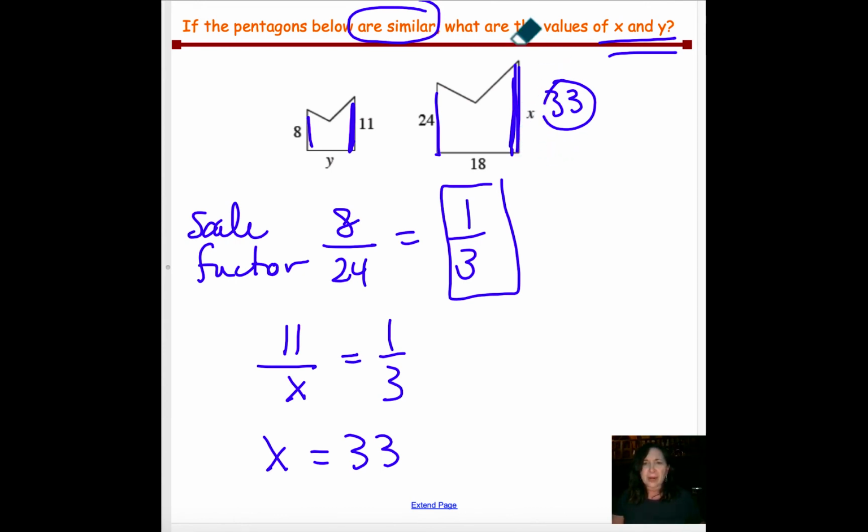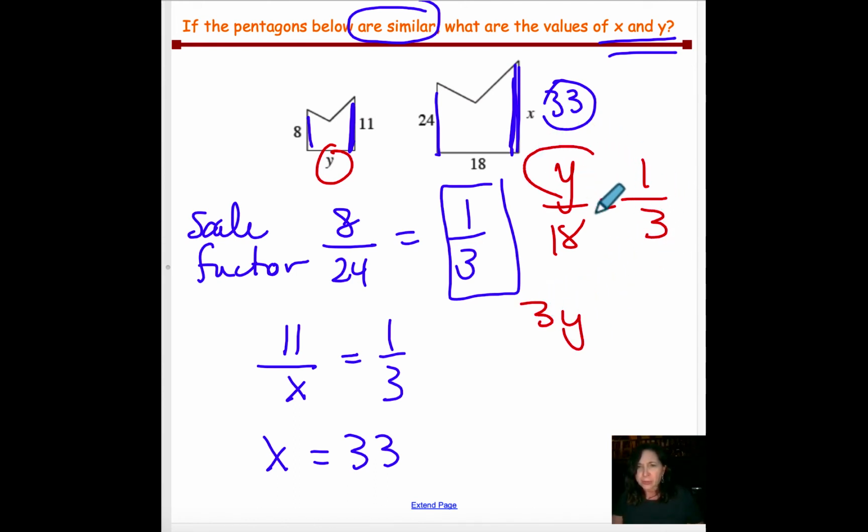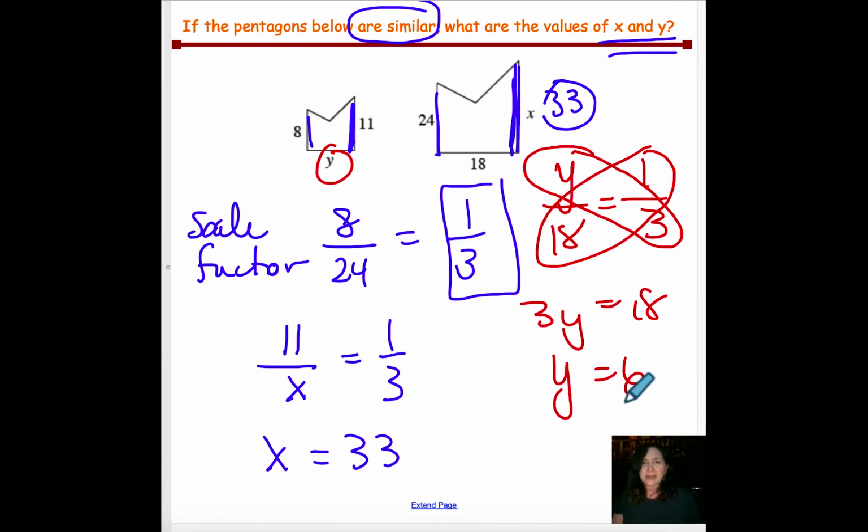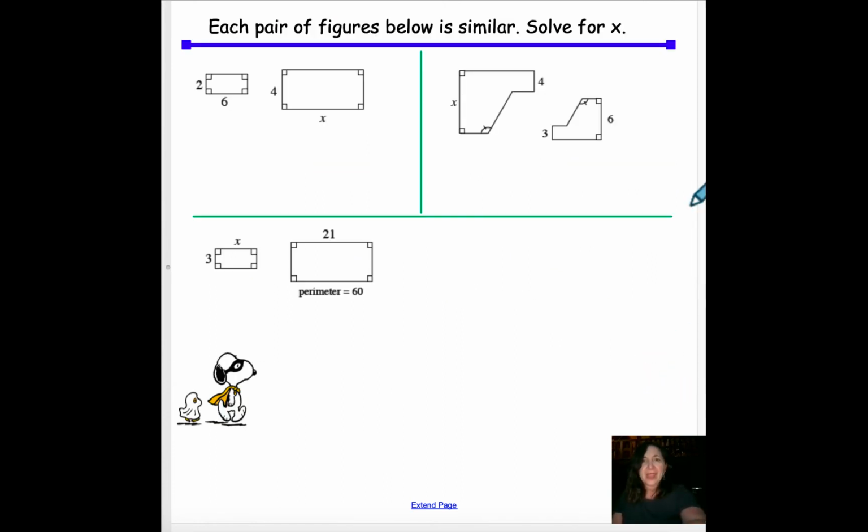Then the next thing I'm going to ask you is to find y. In order to find y, I'm going to say, well, y is to 18 as scale factor 1 is to 3. So I cross multiply: 3 times y equals 1 times 18, which is 18. So y is equal to 6. And then I'm done.